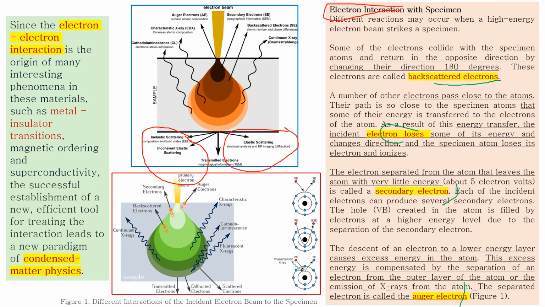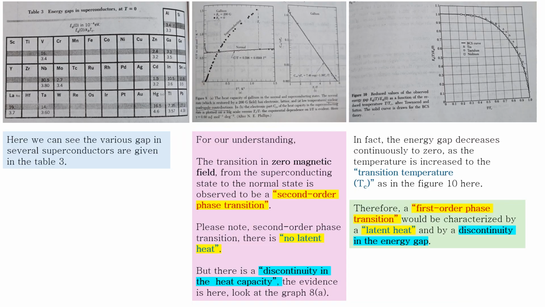That means there are four categories we have already discussed. One is backscattered electrons, number two electron loss, number three secondary electrons, and finally Auger electrons. So keep in mind that electron interactions are nothing but these four key areas: one, backscattered electron; two, electron loss; three, secondary electron; and finally, Auger electron.